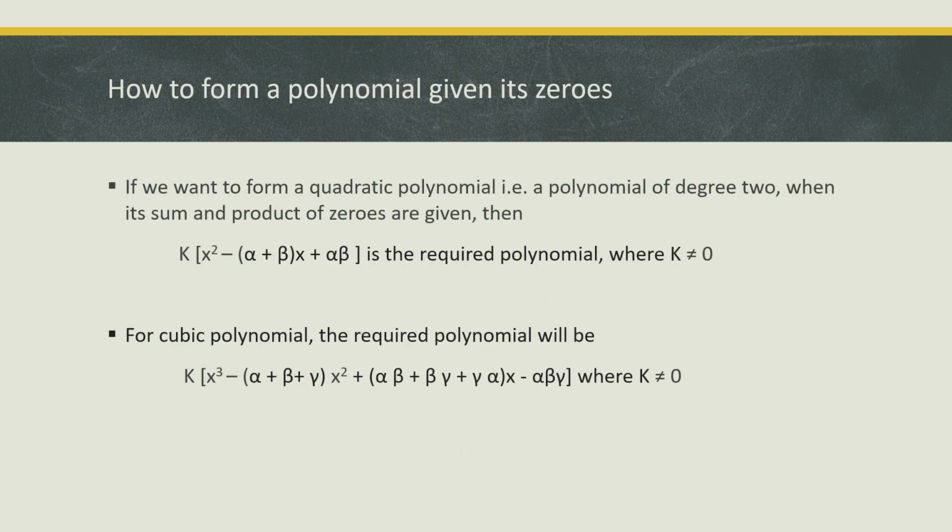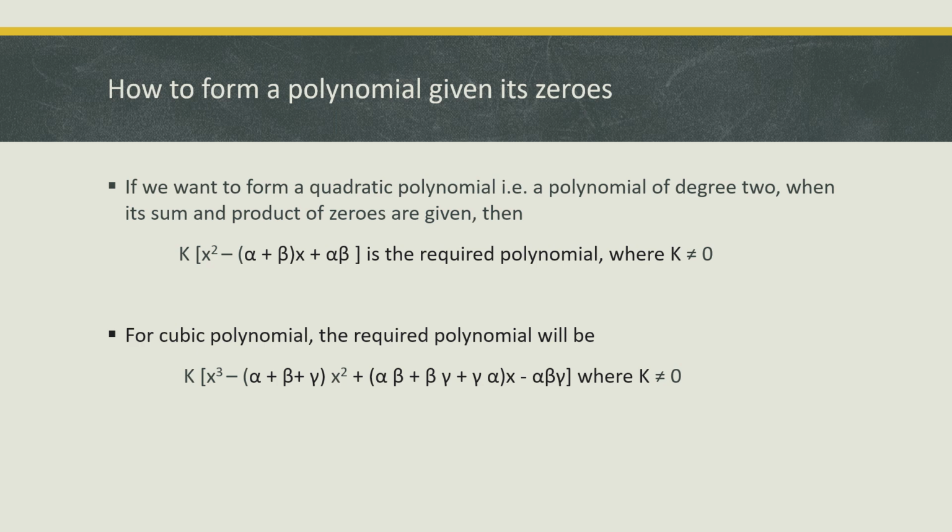Now another important thing is, how can you form a polynomial given its zeros? If we want to form a quadratic polynomial, that is a polynomial of degree 2, when its zeros are alpha and beta, then the polynomial can be expressed as some constant k into x square minus the sum of roots into x plus the product of roots, means k into x square minus (alpha plus beta) into x plus alpha beta for some k not equal to 0.